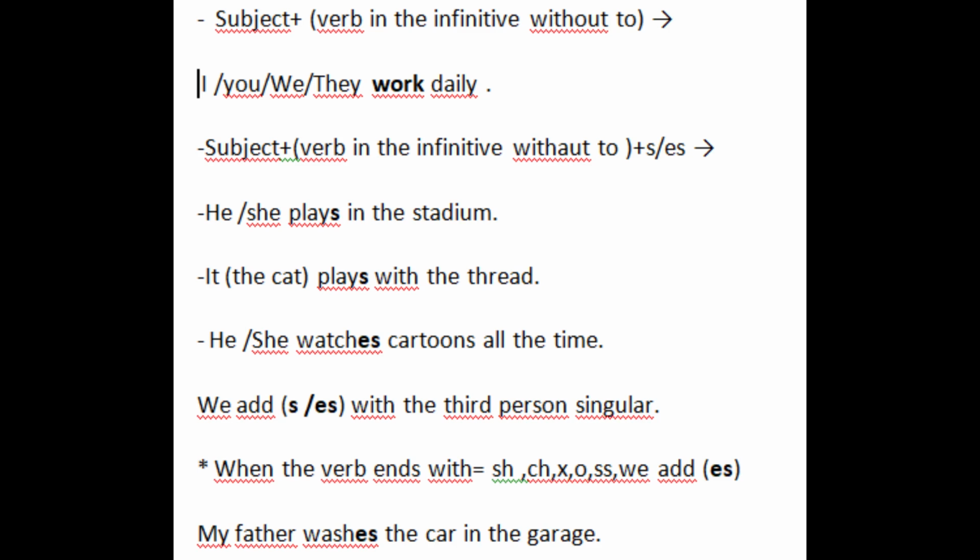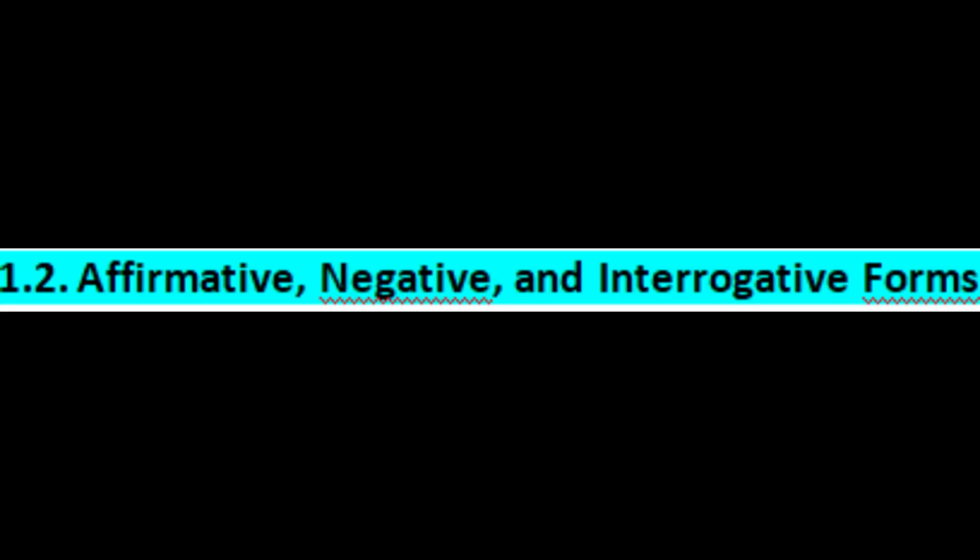Great. So we add es with the third person singular when the verb ends with sh or ch or x or o or double s. For example, my father washes the car in the garage. So here, washes, es. Now let's move to affirmative, negative, and interrogative forms, of course, in the present simple.